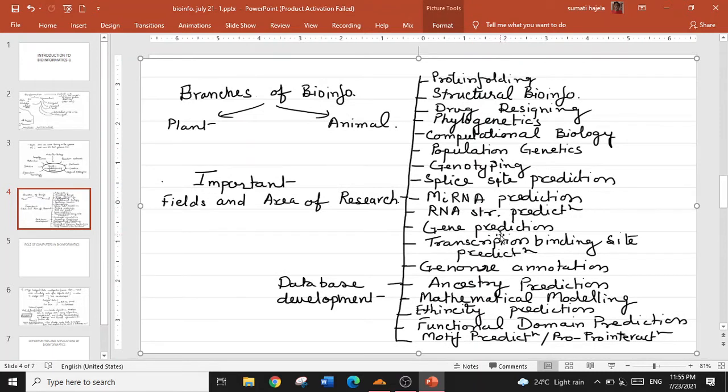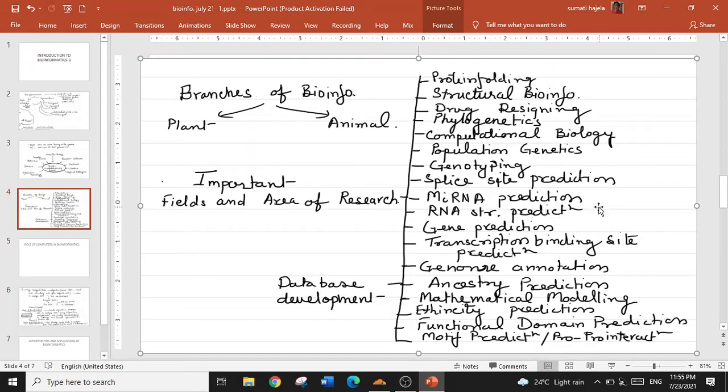splice site prediction, miRNA prediction, RNA structure prediction, gene prediction, transcription binding site prediction, genome annotation, ancestry prediction, mathematical modeling, ethnicity prediction, functional domain prediction, motif prediction in any sequence, and protein-protein and protein nucleic acid interaction, etc.